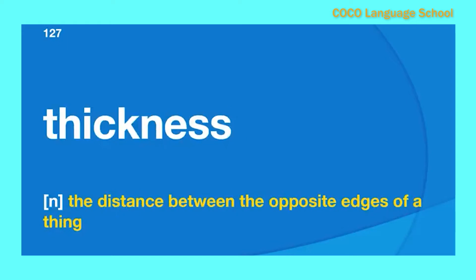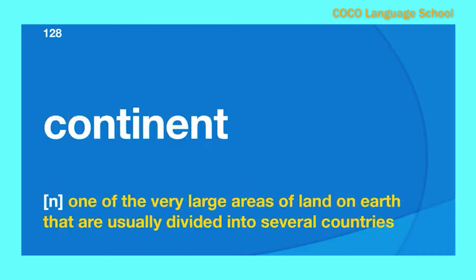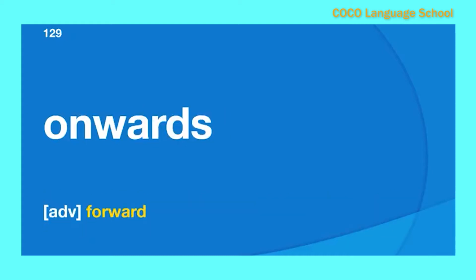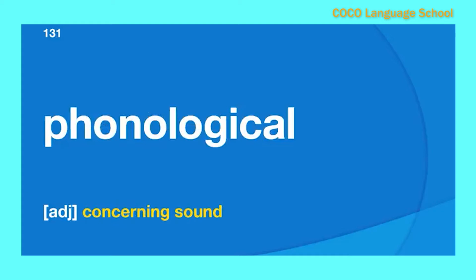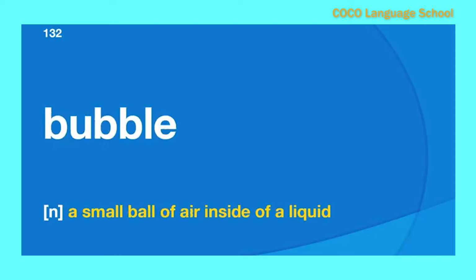The distance between the opposite edges of a thing. Thickness. One of the very large areas of land on Earth that are usually divided into several countries. Continent. Forward. Onwards. Definitely or certainly. Positively. Concerning sound. Phonological. A small ball of air inside of a liquid. Bubble.